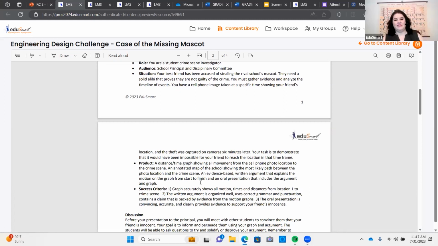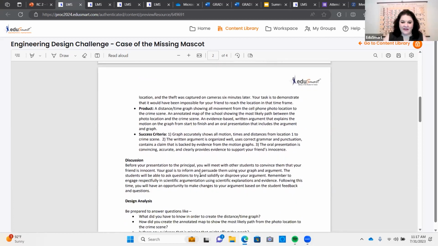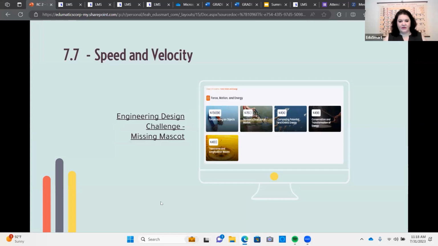Oh my goodness, tap into that sense of injustice that students have and make it fun for them. So they're still doing all the work. They're still graphing, showing all the times and distances and everything, but they're doing it in a really, really fun way. So that one's another little freebie out there for you.